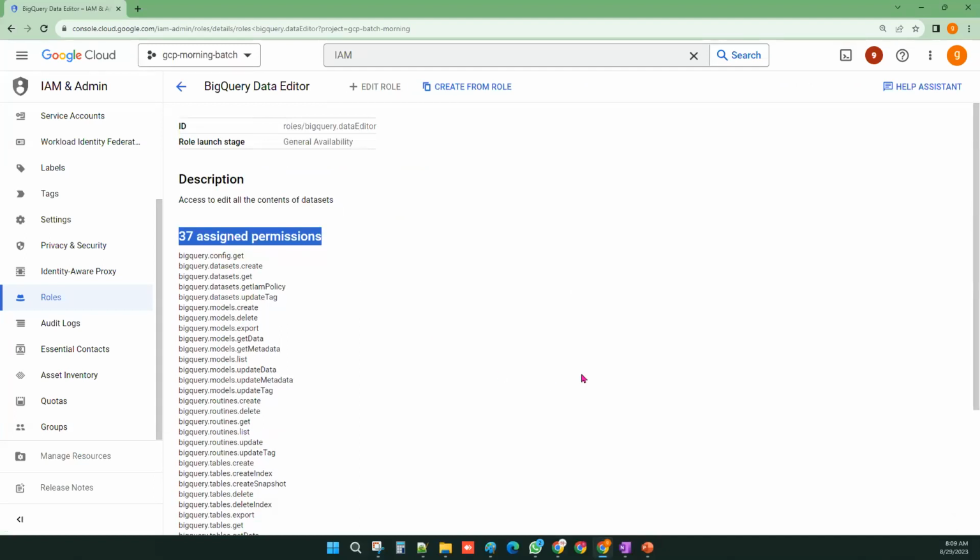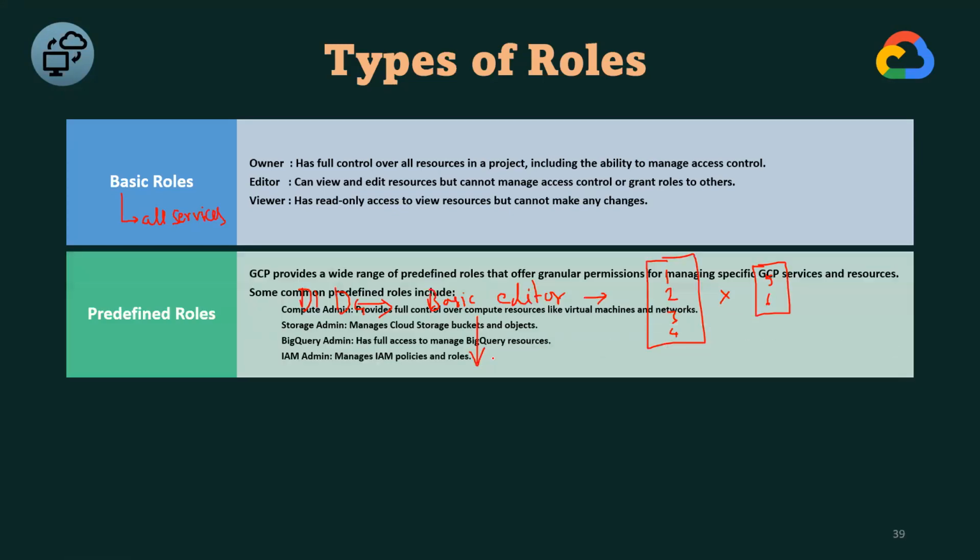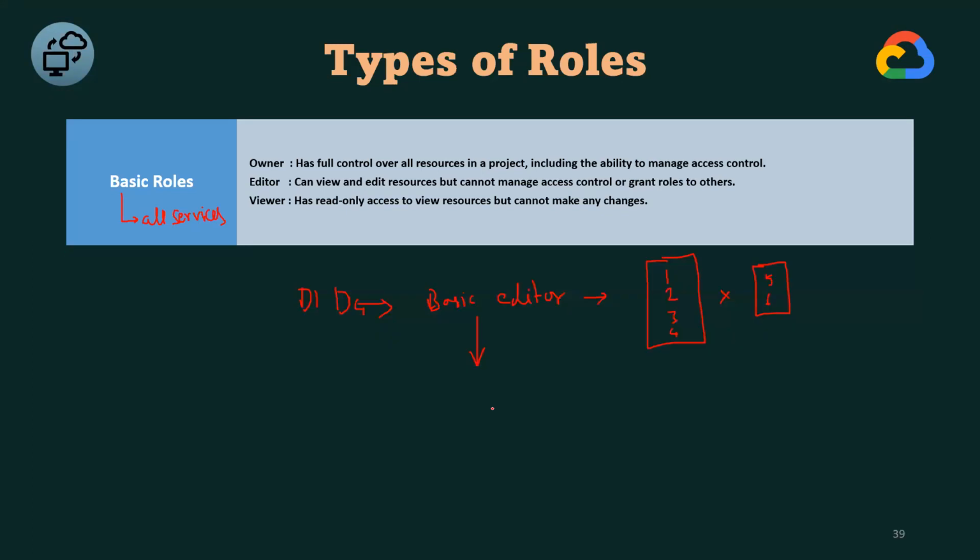Okay. So the problem, we already know. If I have developer 1 and developer 2, I shouldn't provide the basic editor role. What is the problem? If I provide it, they are supposed to be working on services 1, 2, 3, 4, but they are also getting access to 5, 6, 7, which should not happen in the company. For that reason, what do we need to do? In such cases, we need to go to the next one, that is predefined roles. But how do the predefined roles work, sir?